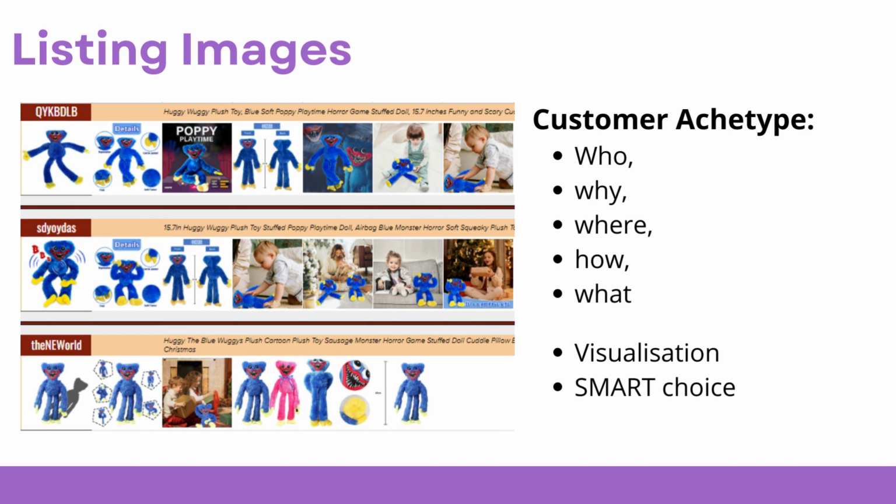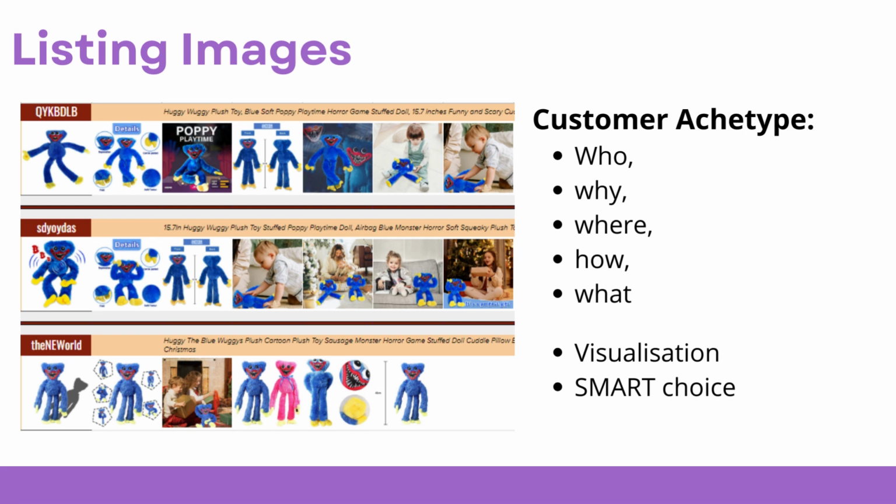And then you have listing images. Now this is a very interesting aspect. Before building your listing images, try to understand your customer archetype. What do you mean by customer archetype? Firstly, you need to understand your customer. In order to do that, just take a pen and book, and try to answer these 5 questions. First one, who is your customer? Second one, why are they your customer? Third one, where are they your customers? Fourth one, how are they your customer? Fifth one, what are their customers? When you answer all these 5 points, you will have a better understanding of your customer archetype.